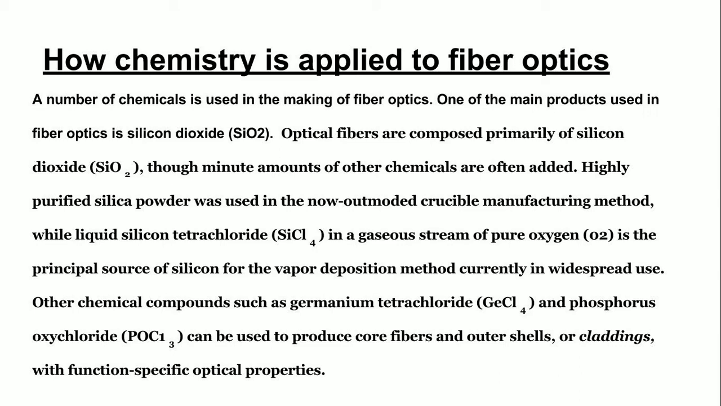Highly purified silica powder was used in the now outmoded crucible manufacturing method, while liquid silicon tetrachloride in a gaseous stream of pure oxygen is the principal source of silicon for the vapor deposition method currently in widespread use. Other chemical compounds such as germanium tetrachloride and phosphorus oxychloride can be used to produce core fibers in outer shellings or claddings with function-specific optical properties.